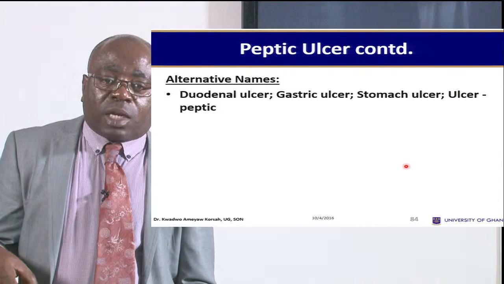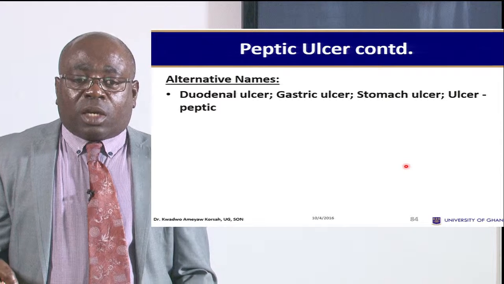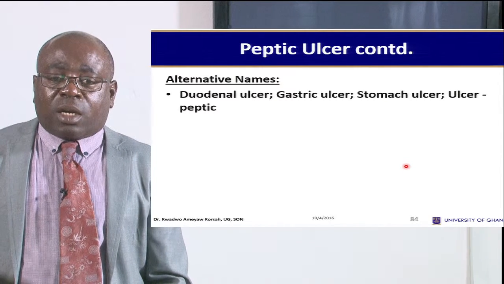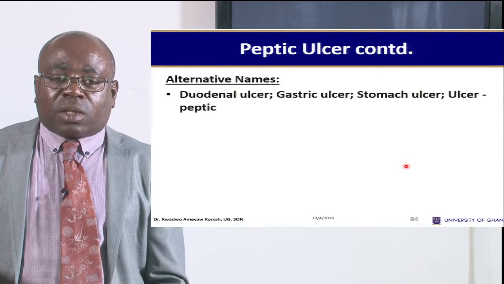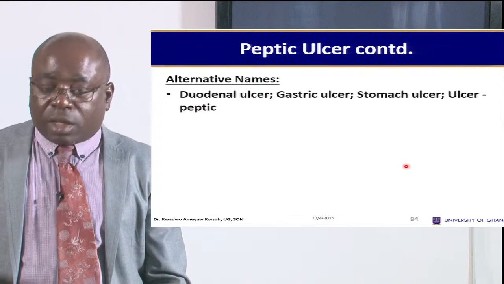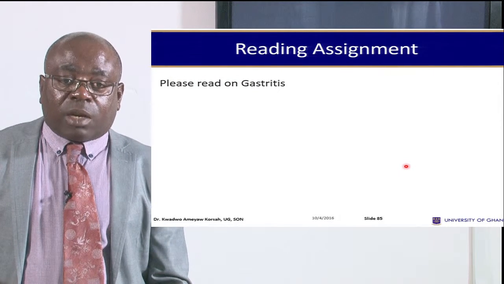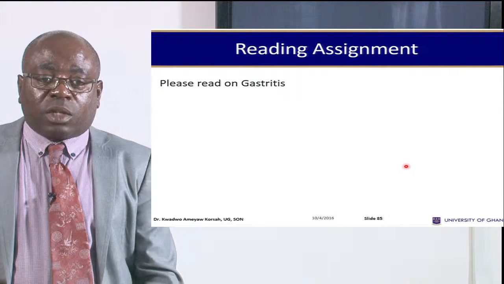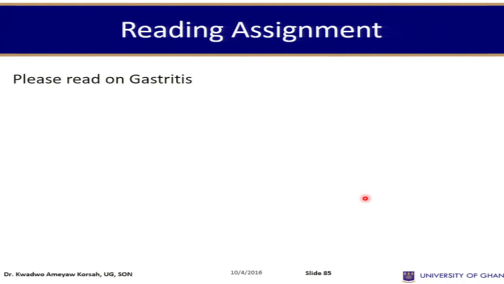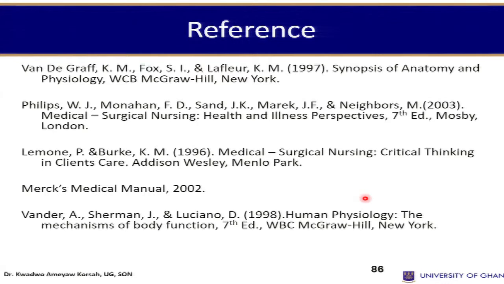For ulcers, we have different names. We have the duodenal ulcer. We may come across gastric ulcer. We may come across stomach ulcer. We have peptic ulcer, and these are different names that you may come across. I want you to read on gastritis as one of the conditions associated with it. The references are here. You can do further reading and then build on your knowledge.